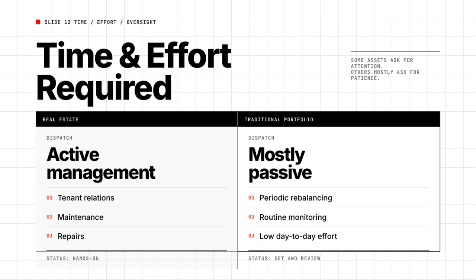On the other hand, some assets are mostly passive and need a different approach. Here, management focuses on periodic rebalancing and routine monitoring. These activities don't require daily involvement, but do need consistent review to ensure everything remains on track. The key difference is that while real estate management demands active engagement, other assets allow for a more set-and-review style of oversight, requiring patience rather than constant intervention. Understanding this helps in planning how much time and effort to allocate effectively.